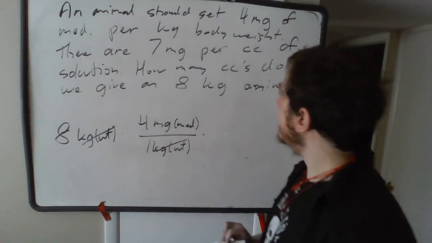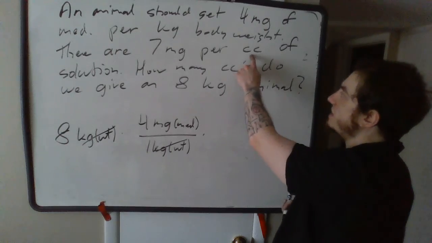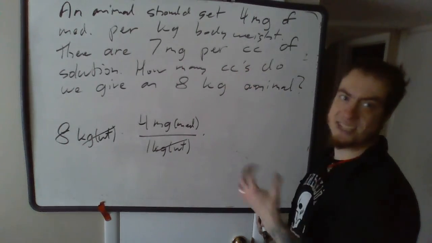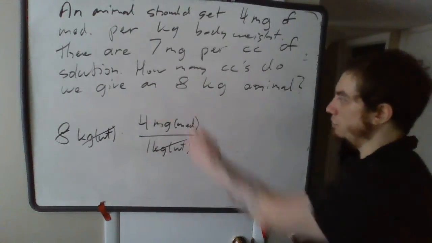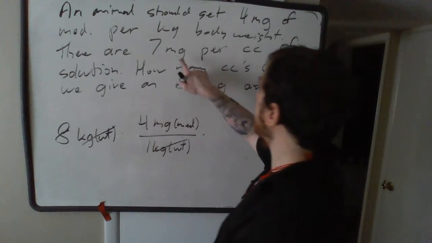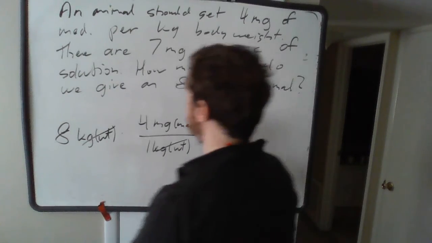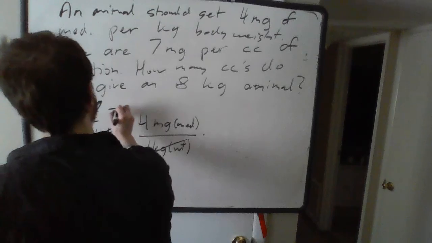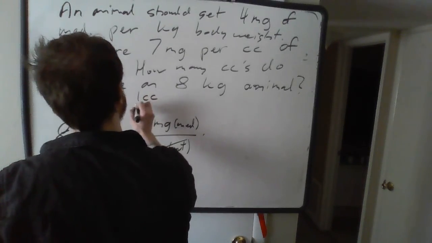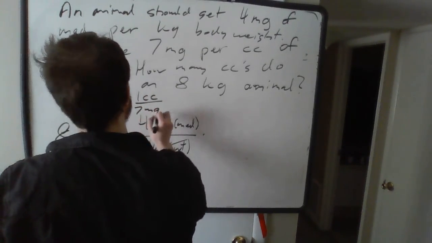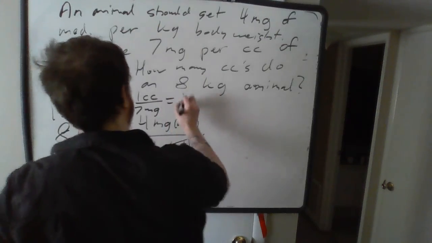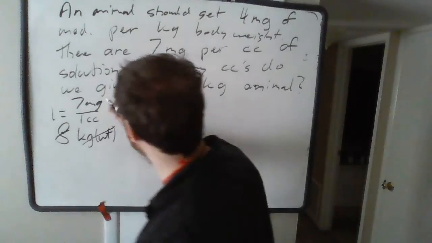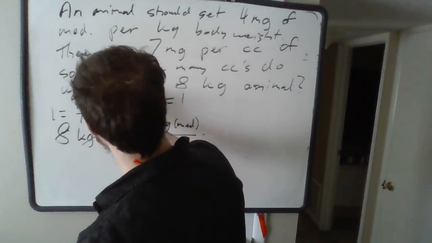Now, I need to multiply this in order to transform milligrams of medicine into cc's of solution. And here's the thing. If there's 7 milligrams per cc, then that's 7 milligrams per 1 cc. That means that there is 1 cc per 7 milligrams. In other words, these are like conversion ratios. And in fact, this is milligrams of medicine.